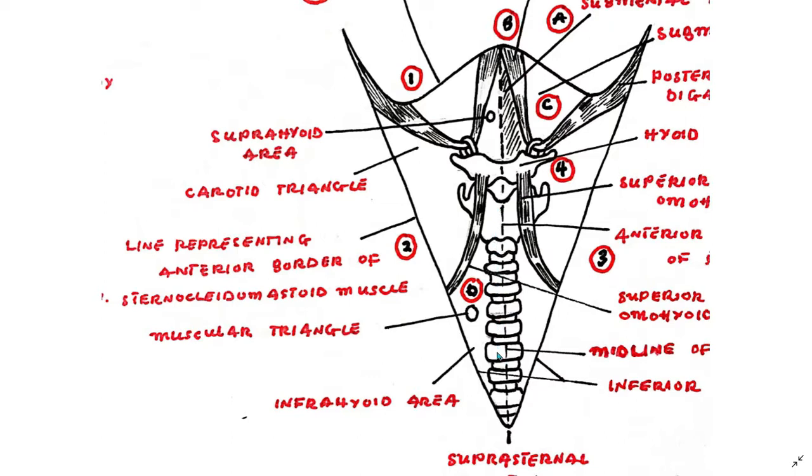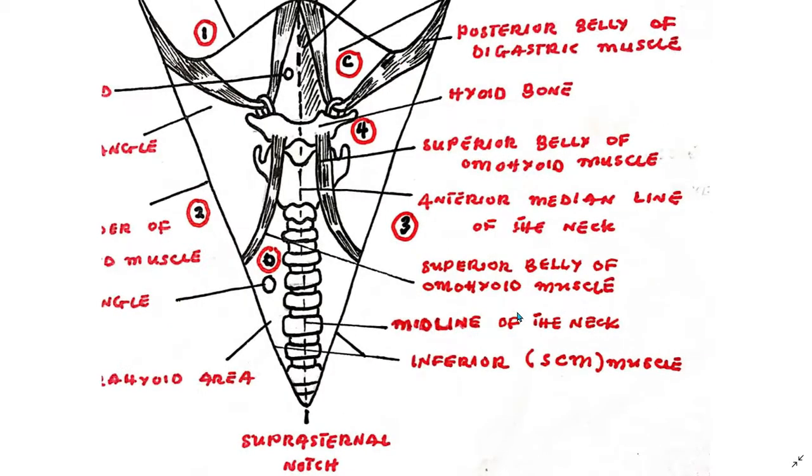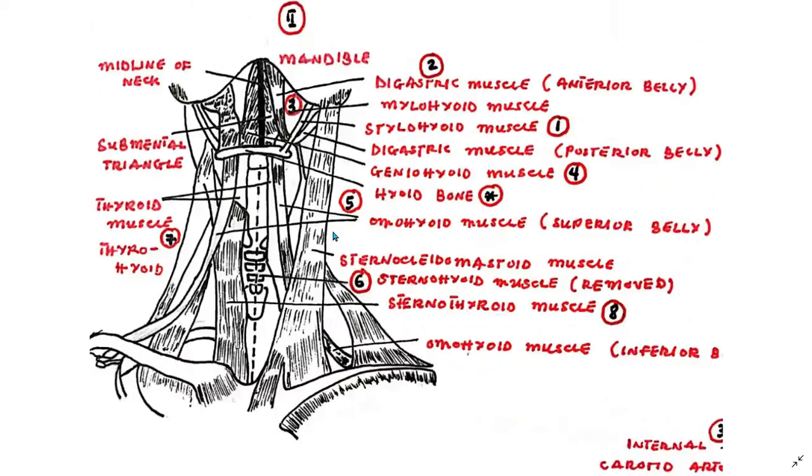Now, the roof of the triangle is covered by an investing fascia, while the floor is covered by a visceral fascia. The anterior triangle is subdivided into 4 triangles, and we shall look at them individually pretty soon. The contents of the anterior triangle include muscles, nerves, arteries, veins, and lymph nodes.